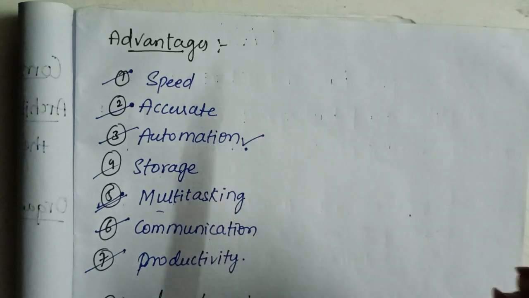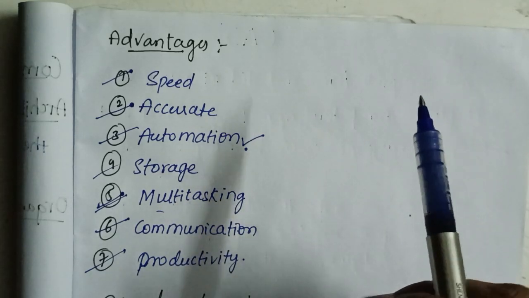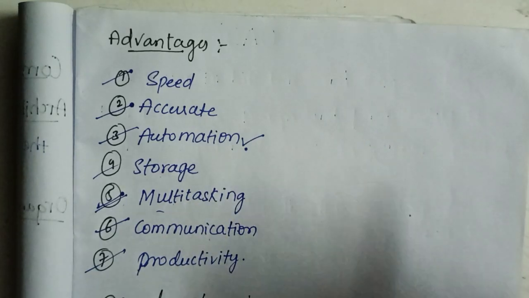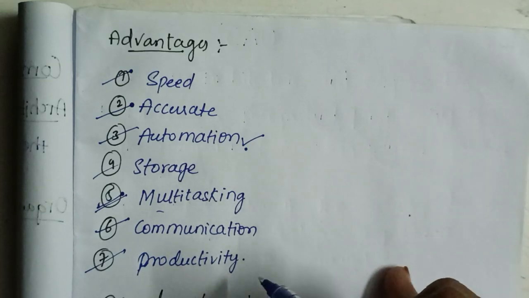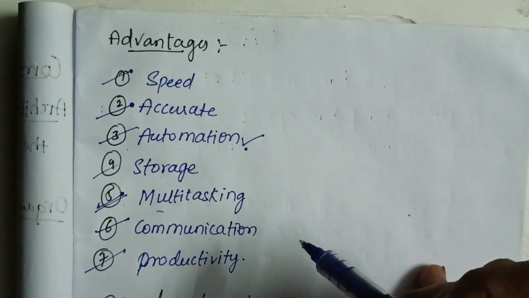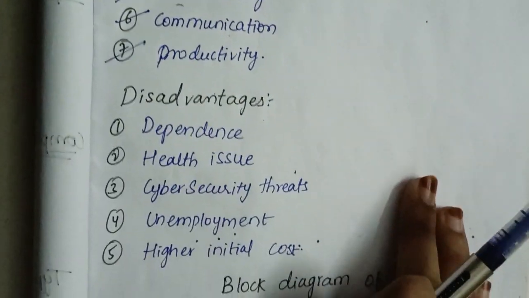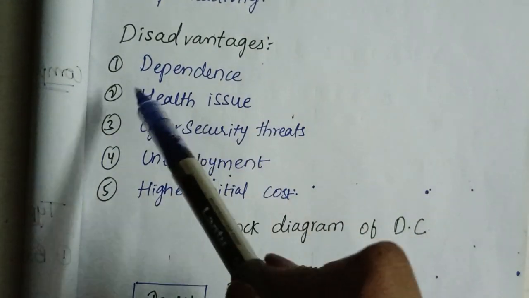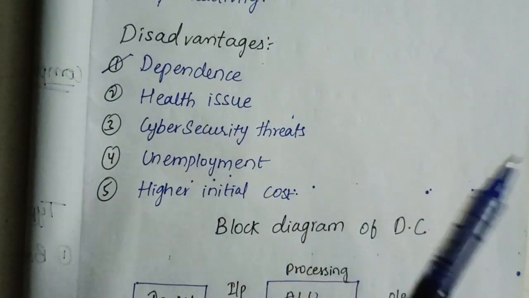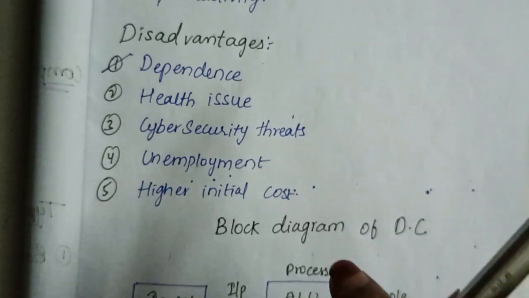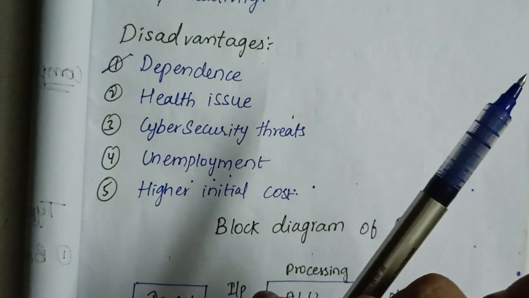Nowadays computers play a vital role in life. Even among the people around us, computers play a vital role. That's why we always stick to laptops, desktops, and phones all the time. Then we have disadvantages. The first one is dependence. Humans are completely dependent on computers.